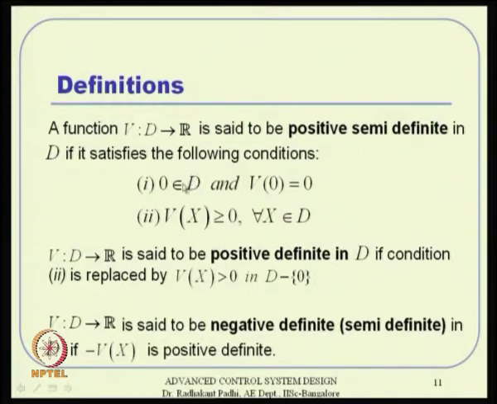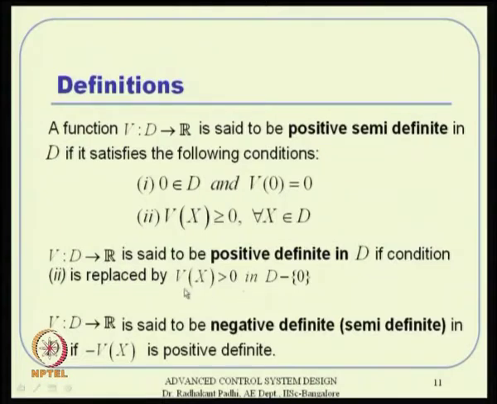So, the equilibrium point belongs to D, that is where the connected set comes into the picture. We want to start from that set, so that the equilibrium point is contained within that set, then only you can move around and probably go there. So, 0 is part of D and V of 0 is 0, that is a requirement, and for any other point x belonging to D, V of x has to be greater than or equal to 0. That is called positive semi definite.